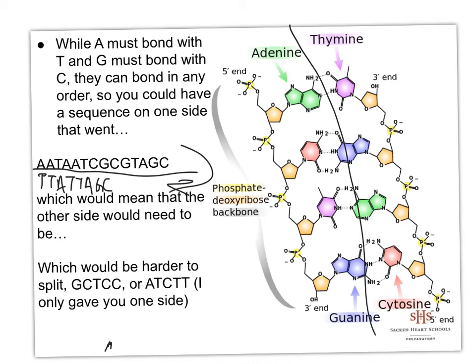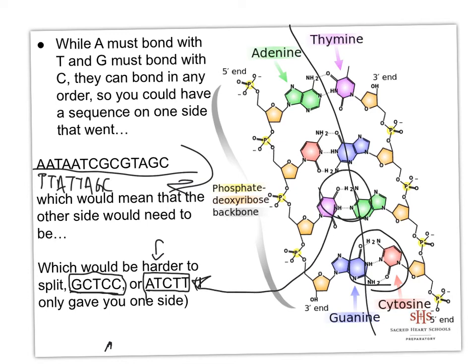And the other thing that I'm moving you towards is this question about when you're splitting DNA apart, would it be more difficult to split DNA when you have a bunch of guanine and cytosines, or if you have a bunch of adenine and thymines? Where is it going to be easier to split apart? You see that this has got 3 hydrogen bonds. This has 2 hydrogen bonds. So hopefully you can see that this is going to be the easier side to split apart.